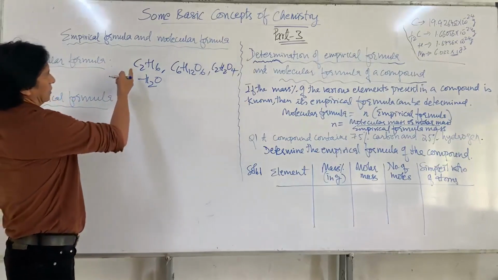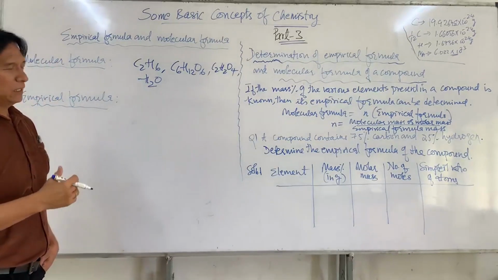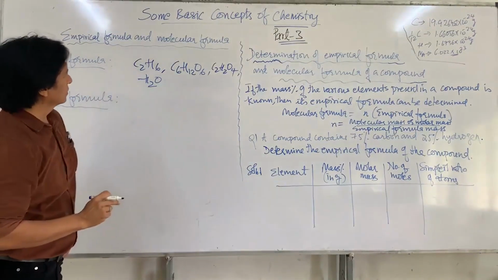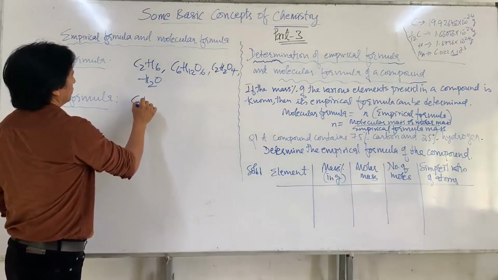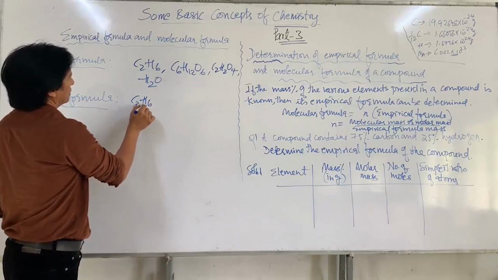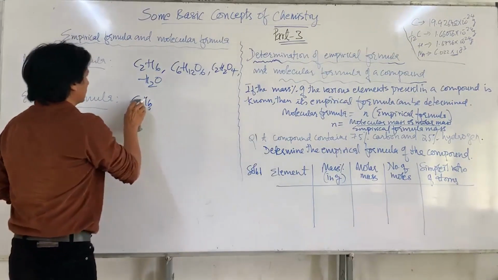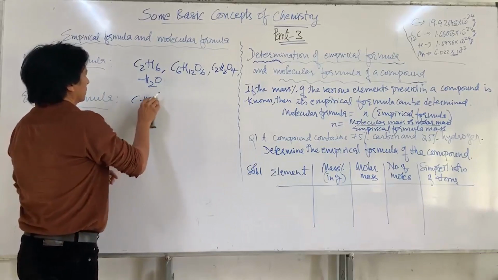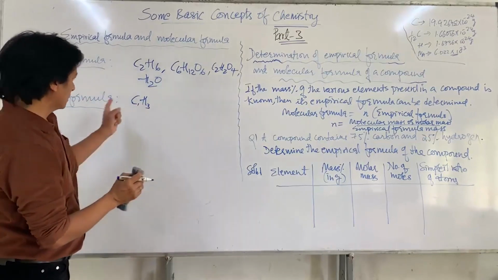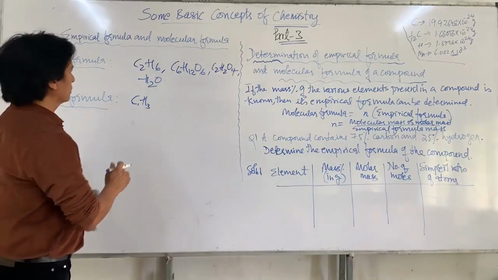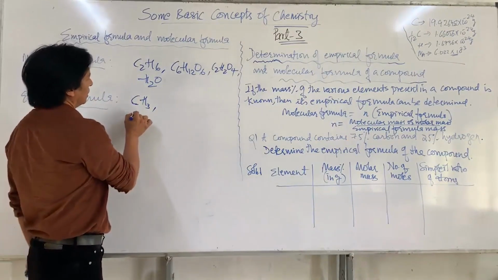Now, as far as the molecular formula of ethane is concerned, it is C2H6. The empirical formula of this compound, ethane, will be, 2 1s, 2 3s, so it becomes CH3. So there is 1 C and then 3 H. So CH3 is the empirical formula of ethane, in the ratio 1:3.